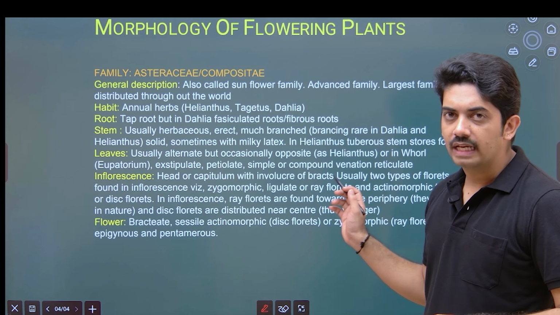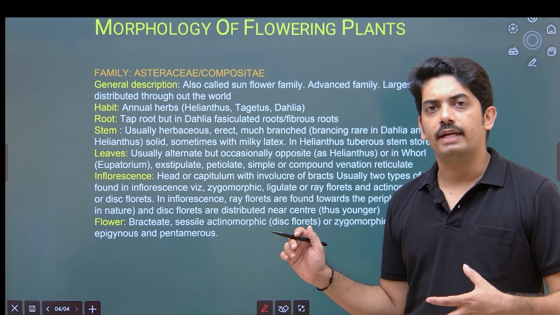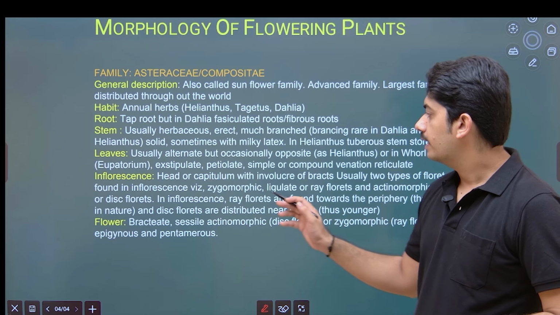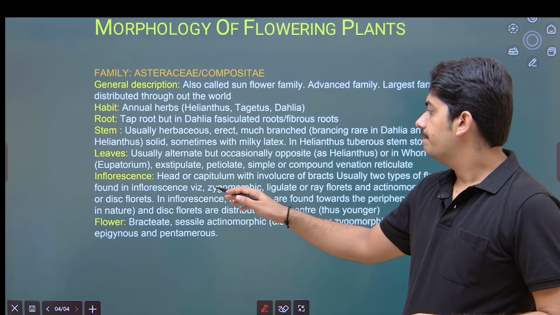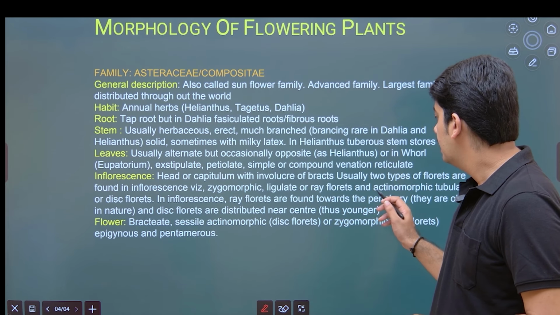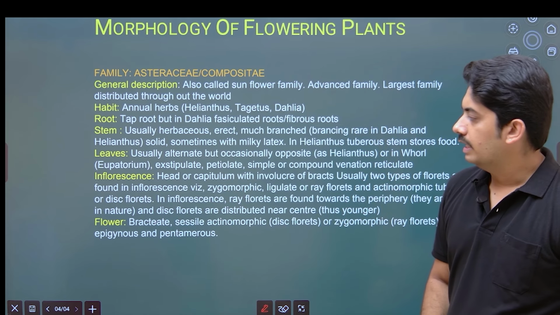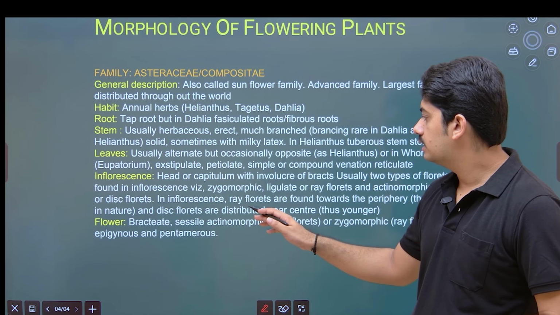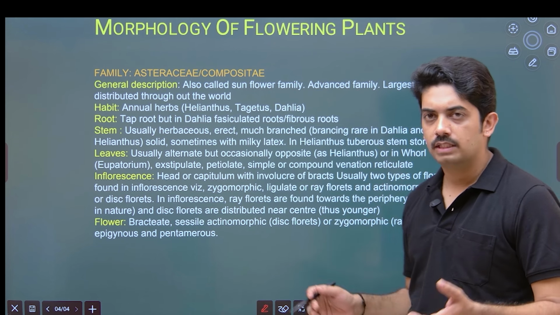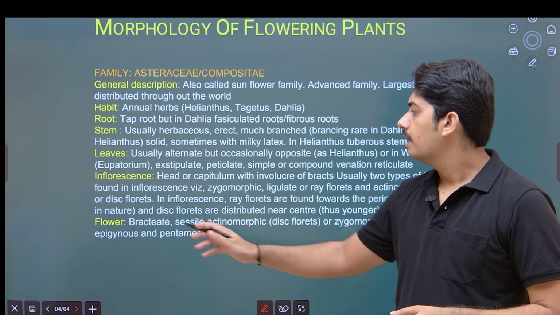Here we observe two types of florets. One is disc floret, another one is ray floret. Disc floret is situated in the middle, ray florets are arranged at the periphery. So here zygomorphic flowers, ligulate or ray florets, and actinomorphic tubular disc florets. Then in the inflorescence, ray florets are found towards the periphery. This is what I explained. Disc floret at the center, ray florets at the periphery.